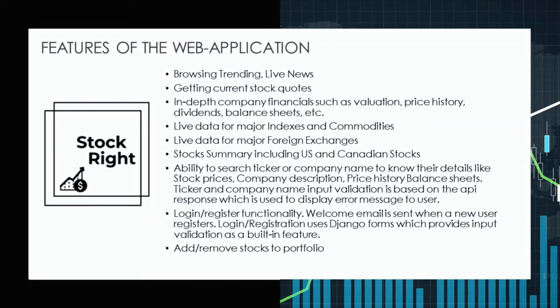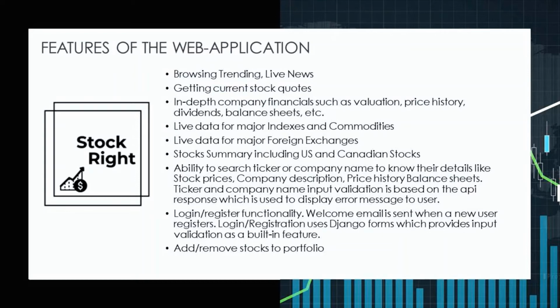We also have live data for the major indices and commodities, along with the foreign exchanges, as talked about before. We had stock summaries, which included the most active U.S. and Canadian stocks. We also had the most gains in U.S. and Canadian stocks, and the stocks that went down the most, which are the losers in the U.S. and Canadian stock markets.